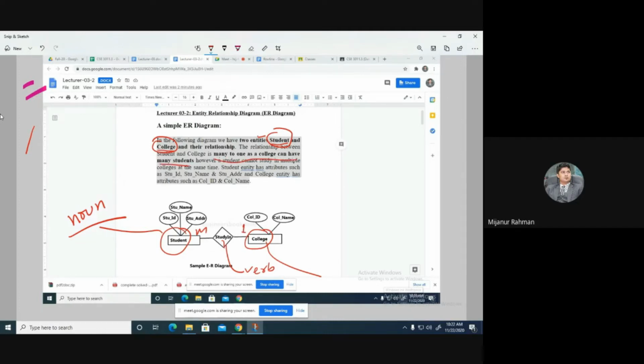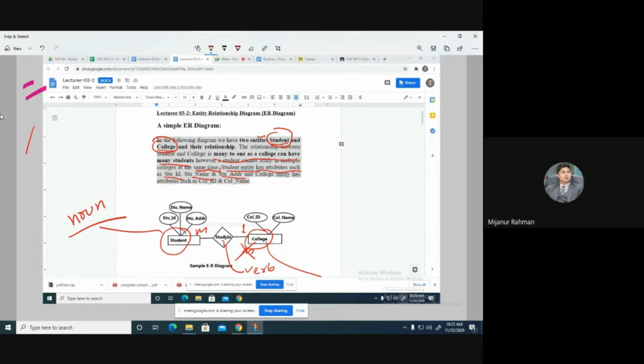However, a student cannot study in multiple colleges at the same time. দেখো, তুমি কি একই সময়ে মাল্টিপল কলেজে স্টাডি করার তো নিয়ম নেই, সেজন্য এইখানে এইদিকে মেনি হওয়ার সুযোগ নাই। আন্ডারস্ট্যান্ড? এখানে মেনি হবে না। আর স্টুডেন্ট অনলি স্টাডি এট আ কলেজ। সো স্টুডেন্ট এন্টিটি হ্যাজ অ্যাট্রিবিউটস, such as student ID, name, and student address.